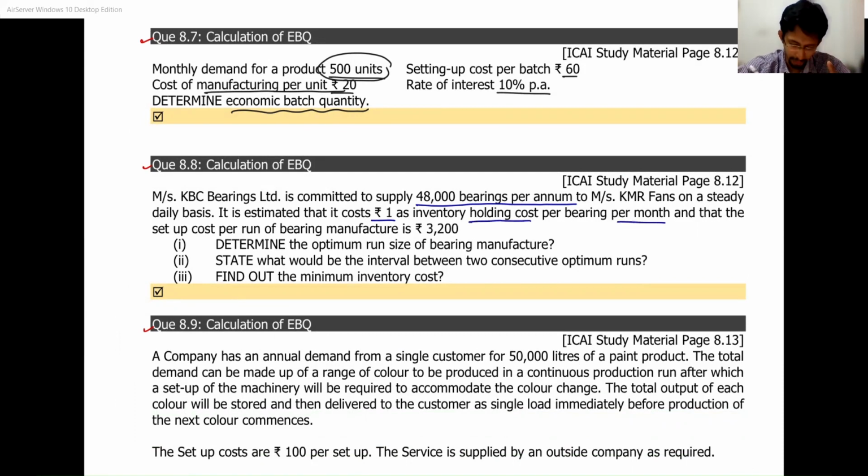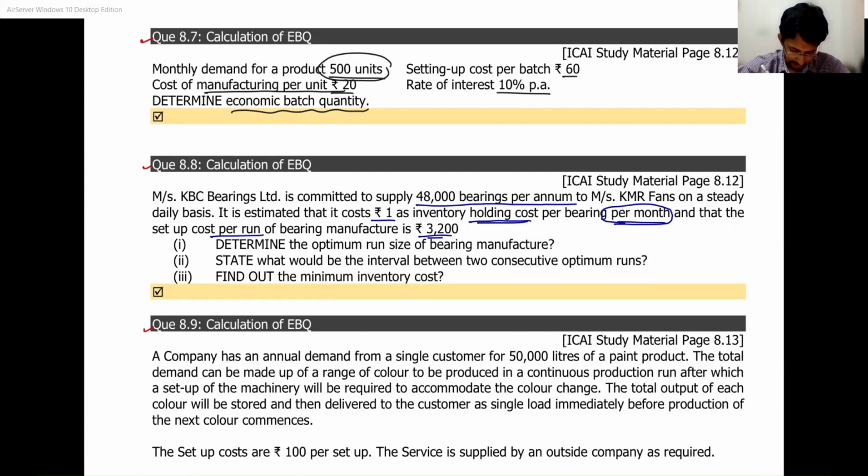See, you have to be very careful. This is inventory holding cost per bearing or per unit. Per bearing means per unit. But what is given is per month. And that the setup cost per run. Per run means what? Per run means per batch. Okay. Setup cost per batch of bearing manufacture is 3,200.